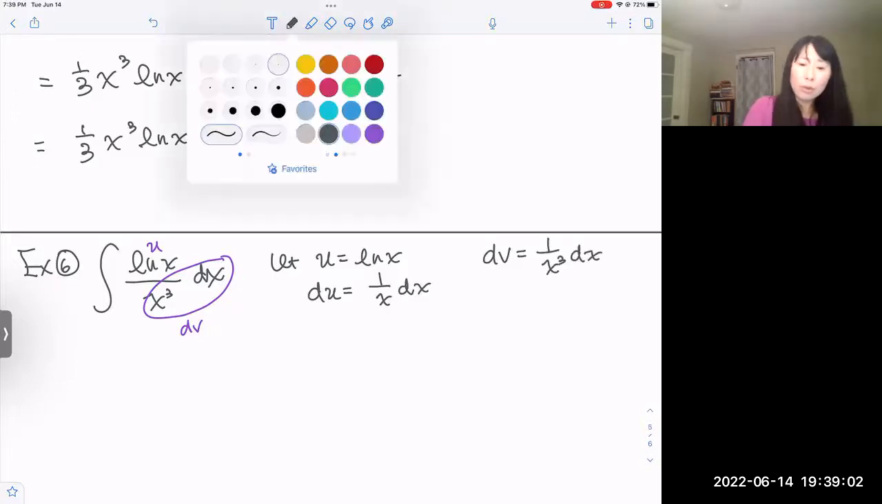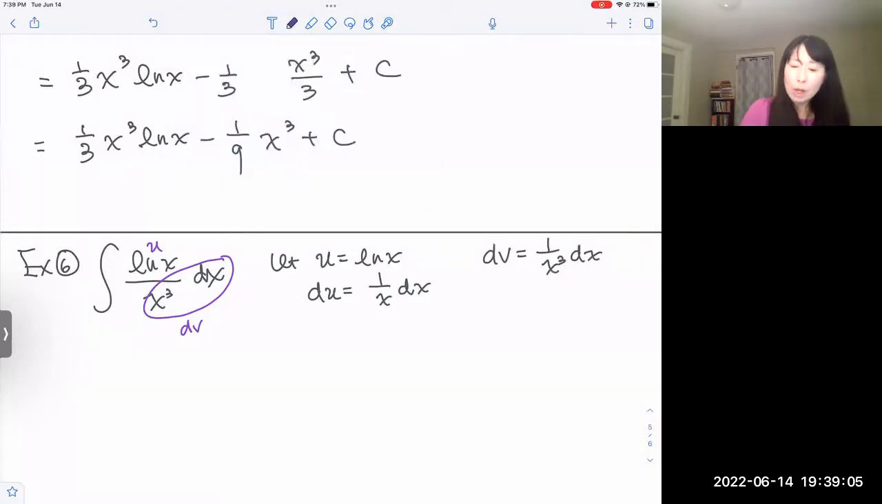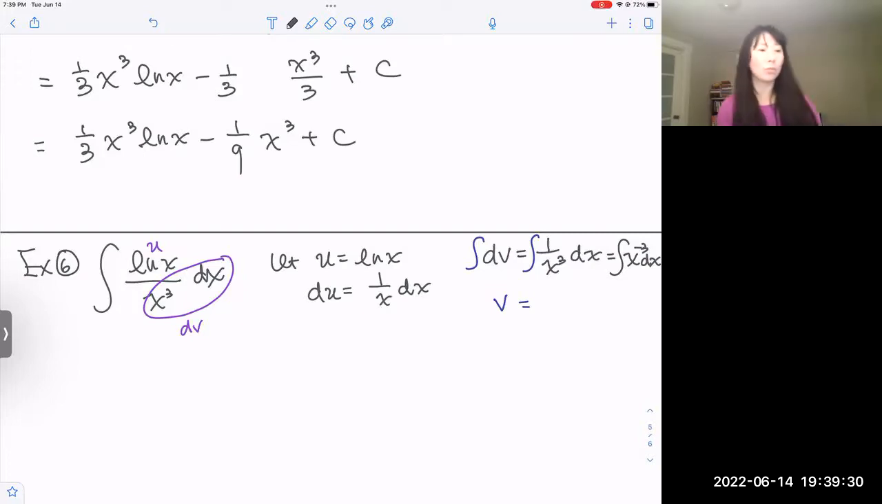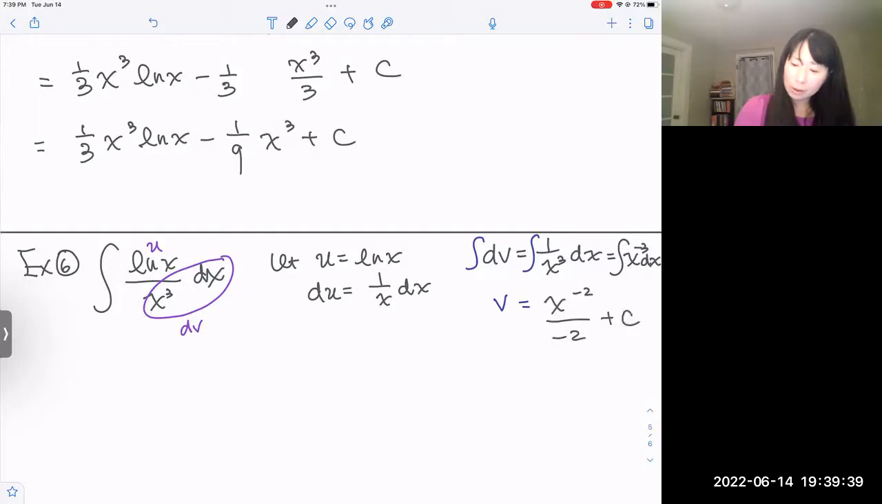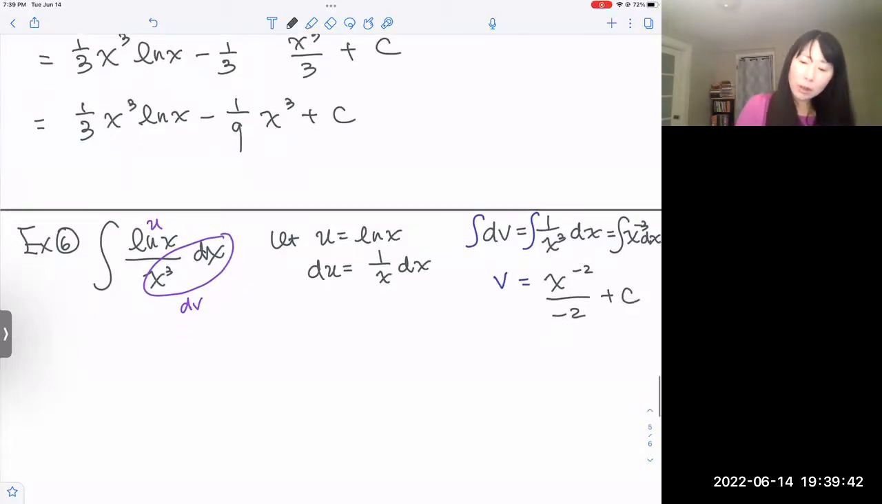Now we want to have v, right? Then we do integrate. Since we do the left side, we must do right side too. All right, so we're gonna use the power rule. So we can think about x to the negative 3 power. Then what do you get? X to the negative 2 over negative 2. Good. All right.